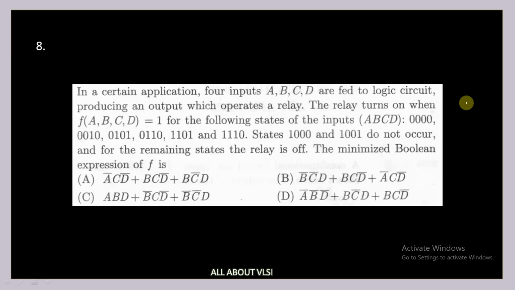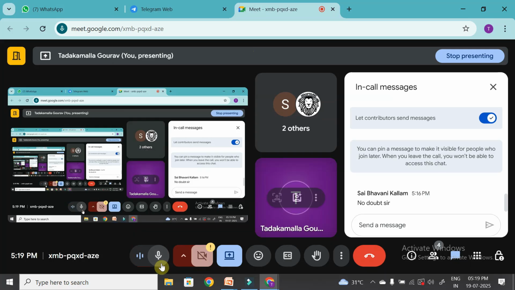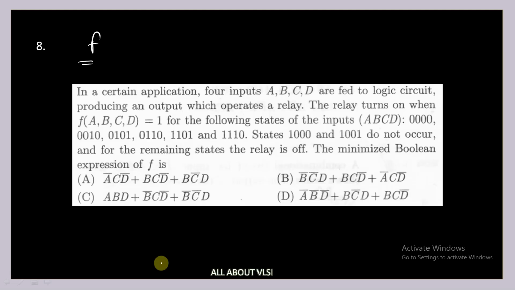Yeah, this is single question. Yes, so try to answer this. So in a certain application, four inputs are fed to a logic circuit producing output which operates a relay. So the relay turns on when f of ABCD is equal to 1. So we need to find the expression for f. So again, what is the approach we are going to use here? The same approach we have applied for the prime numbers. So we are going to consider only those minterms whose output is becoming 1.